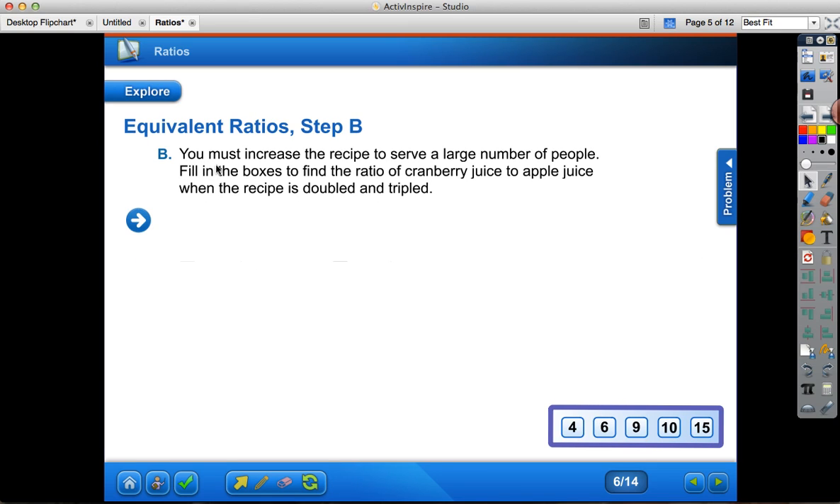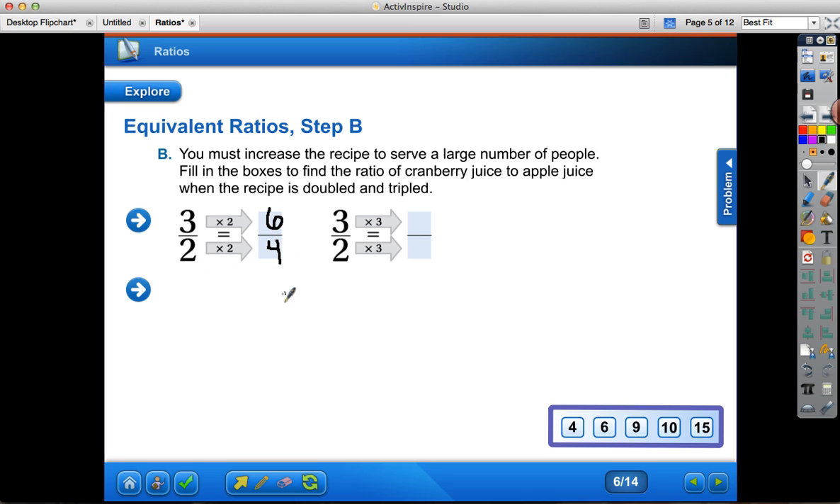All right, part B. So we have to increase the recipe to serve a large number of people. So we're going to fill in the boxes in this table to find the ratio of cranberry juice to apple juice when we double it and triple it. So what that means is if I put in 3 cups of cranberry juice to 2 cups of apple juice, if I double my ratio and put in 6 cups of cranberry juice, I have to do the same thing to the apple juice and put in 4 cups of apple juice. So I multiplied them both by 2. This means I'll make more juice, but my punch will still taste the same in the end.